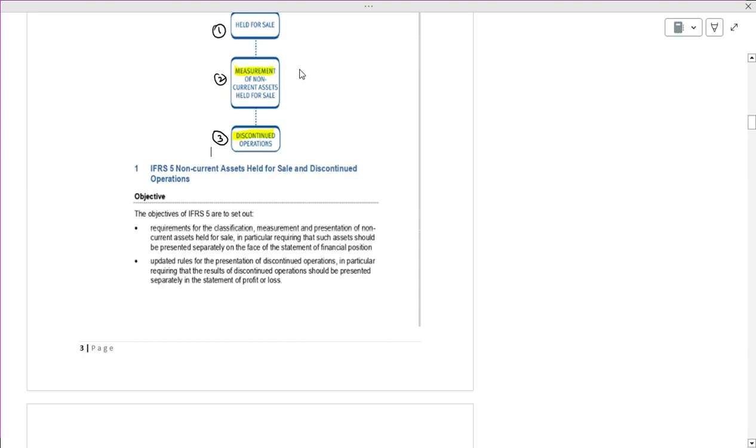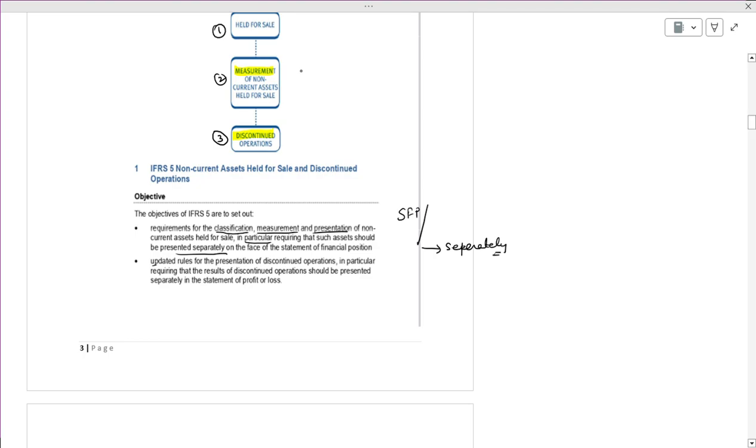What is the objective? When you are doing things, you have to classify, you have to measure, and you have to make a presentation. This is what we do in financial reporting. Classification means where you are going to show it, you have to measure in terms of value, and you have to make a presentation. For non-current assets held for sale, in particular, such assets should be presented separately. You should not show it with the balance sheet. In the financial statement also, you have to show it separately.